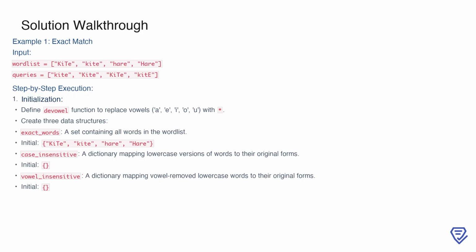Next, we initialize three key data structures. The first is exact_words, which is a set containing all the words in the word list exactly as they are. For this example, it starts with kite, Kite, hair, Hair. The second structure is case_insensitive, a dictionary that maps lowercase versions of each word to their original form. Initially, this dictionary is empty. The third structure is vowel_insensitive, another dictionary, which maps vowel-removed lowercase versions of words to their original forms, and it also starts out empty. These structures will provide the foundation for the three levels of matching: exact, case-insensitive, and vowel-insensitive.